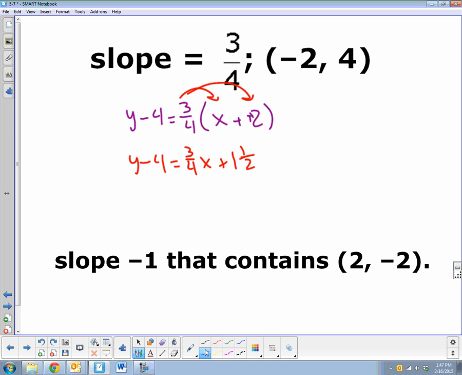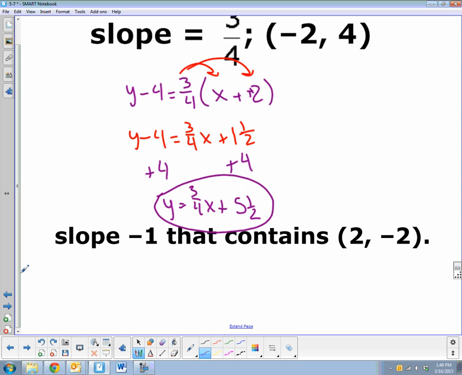Now I solve for y, I get y by itself. I add 4 to both sides. And so I get y equals 3/4 x plus, well, 4 plus 1 1/2, 5 1/2. Got my answer. If you had kept this as 3 halves, you could have changed it to 6 halves, I suppose, or 11 halves. But we'll leave it at 5 1/2.